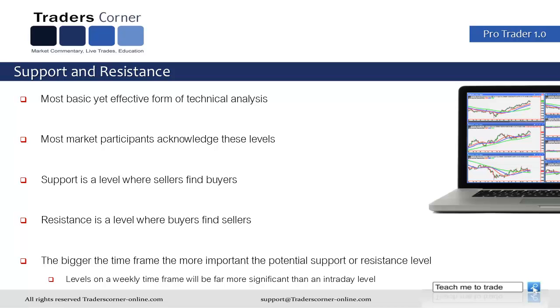So support is a level where the market can go no further down, and resistance is a level where the market can go no further up. Support is sellers finding buyers, resistance is buyers finding sellers. Now it's important to understand that the bigger the time frame you're trading, the more important the potential support or resistance level. Levels on a weekly time frame are going to be more significant than those on a daily time frame or a 15-minute time frame and so forth.